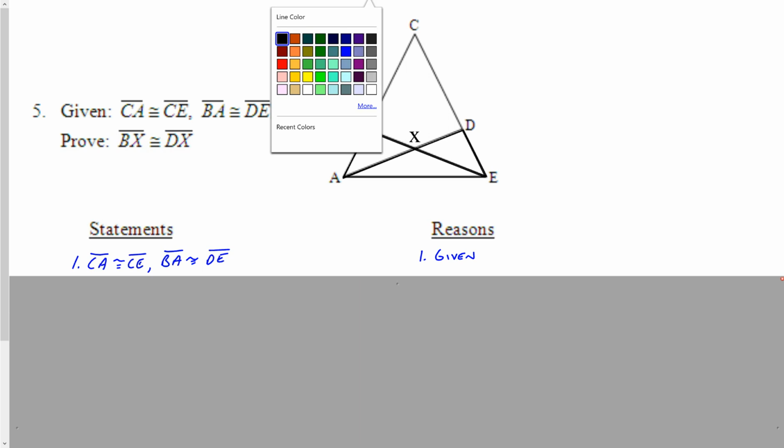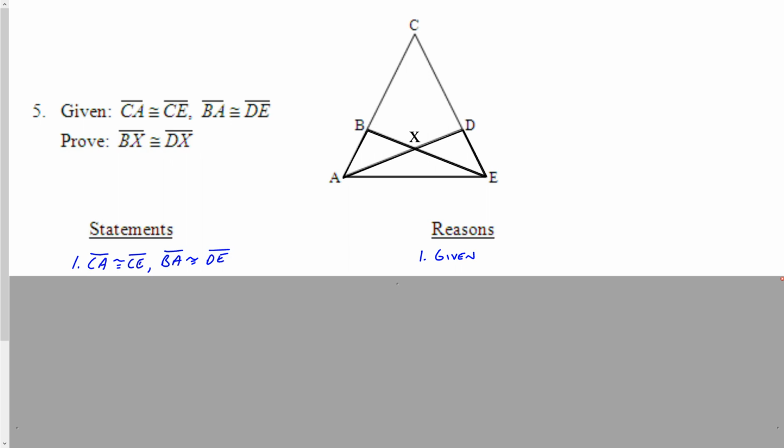So let's see, I need to show that given information in my proof. So if CA is congruent to CE, these two full sides here are congruent to each other. And segment BA is congruent to segment DE. So we have those.